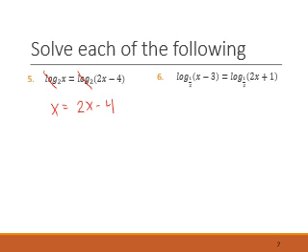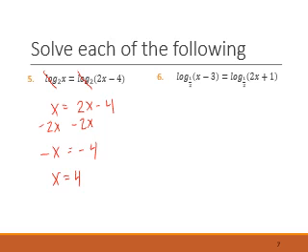Okay, well, if you're going to solve this equation, we could subtract 2x from both sides. And now we get negative x is equal to negative 4. And if you multiply both sides by negative 1, then you'll have x is equal to 4. And that's the solution.